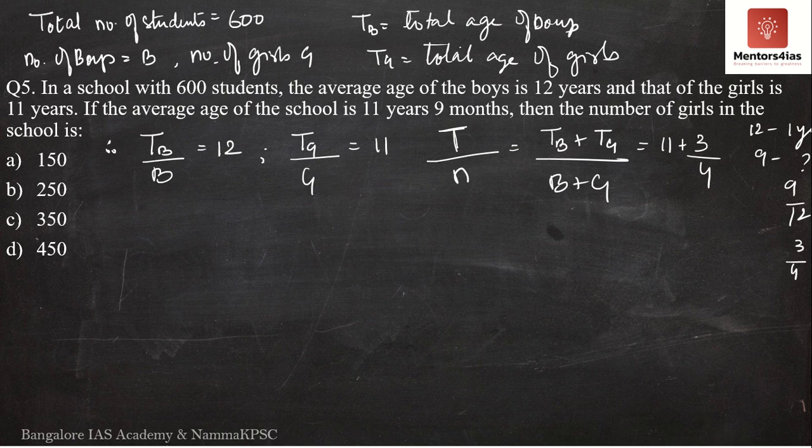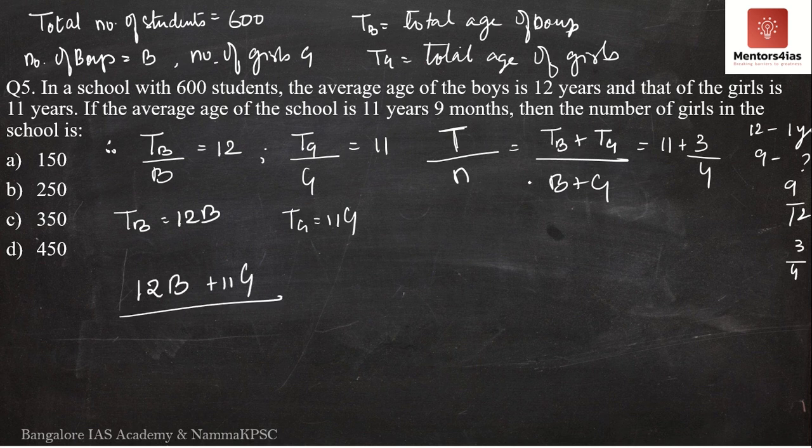So these are the relations that we have over here. Now what I will do is I will substitute TB as 12B and I will substitute TG as 11G in this relation. Okay, so we have 12B plus 11G divided by, what is B plus G? B plus G is nothing but the total number of students. What is the total number of students? Total number of students is nothing but 600. So we now have 600 is equal to 11 plus 3 by 4.